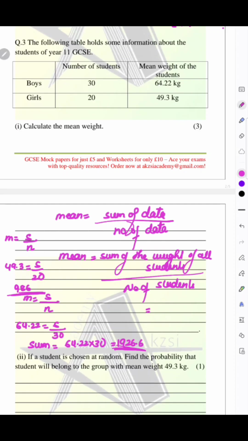So I can write the sum of the weights of all students is 2912.6, and the number of students is 50, 20 plus 30. And if I divide, I'll get my mean weight as 58.252.